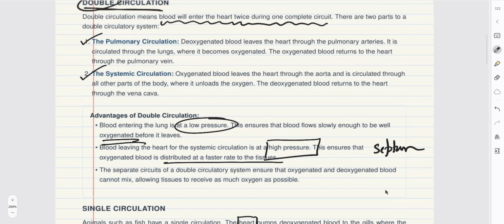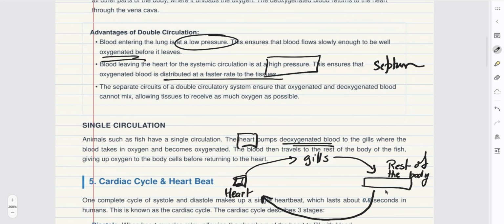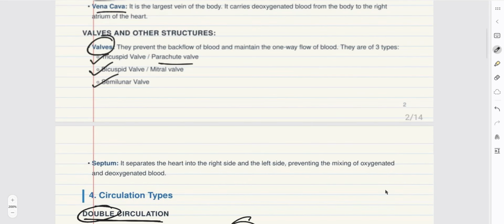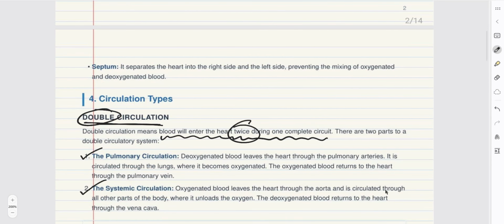Hence, this is the difference between double circulation and single circulation. The key difference is, in one cycle, blood enters the heart twice in double circulation, and in single circulation, it enters the heart only once. All right? So we talked about the structure of the heart, we talked about the double circulation, right?